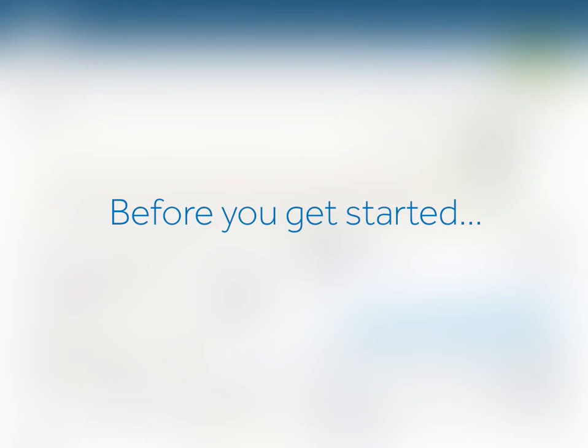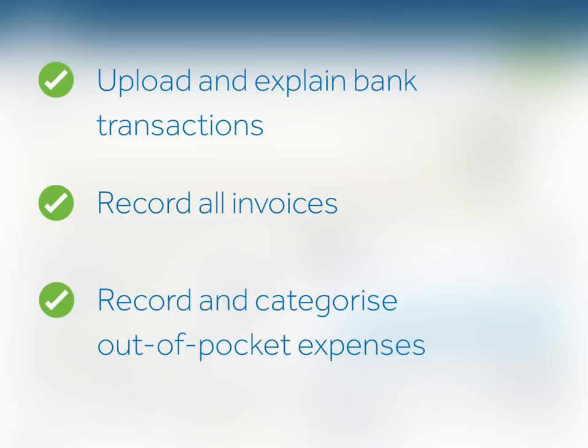Before you get started, you need to bring your accounts up to date for the accounting period that you're going to report on your self-assessment tax return. To do this, you need to upload and explain all your bank transactions in FreeAgent, record all your invoices and link your paid invoices to the relevant incoming bank transactions, and record and categorise all your out-of-pocket expenses.